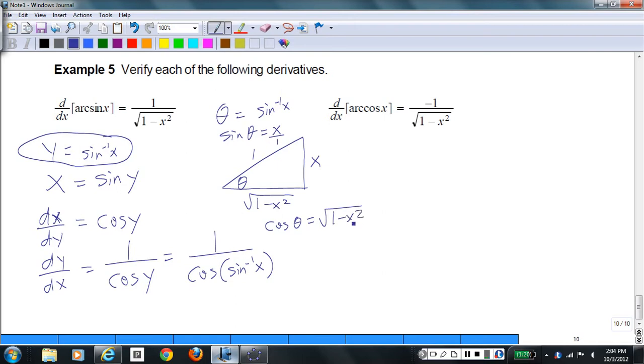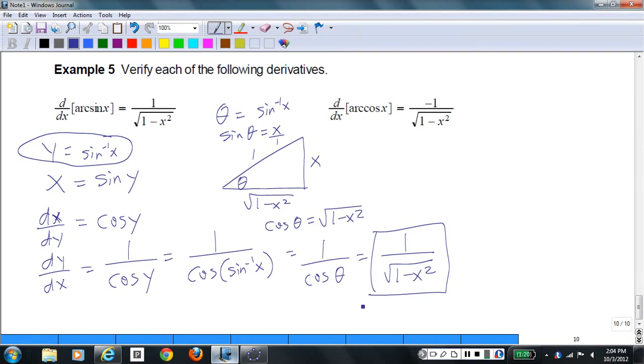So here we go. 1 over cosine of inverse sine of x is going to be 1 over the cosine of theta. So that's 1 over the square root of 1 minus x squared. So this is an expression for the derivative of the inverse sine function: 1 over the square root of 1 minus x squared.